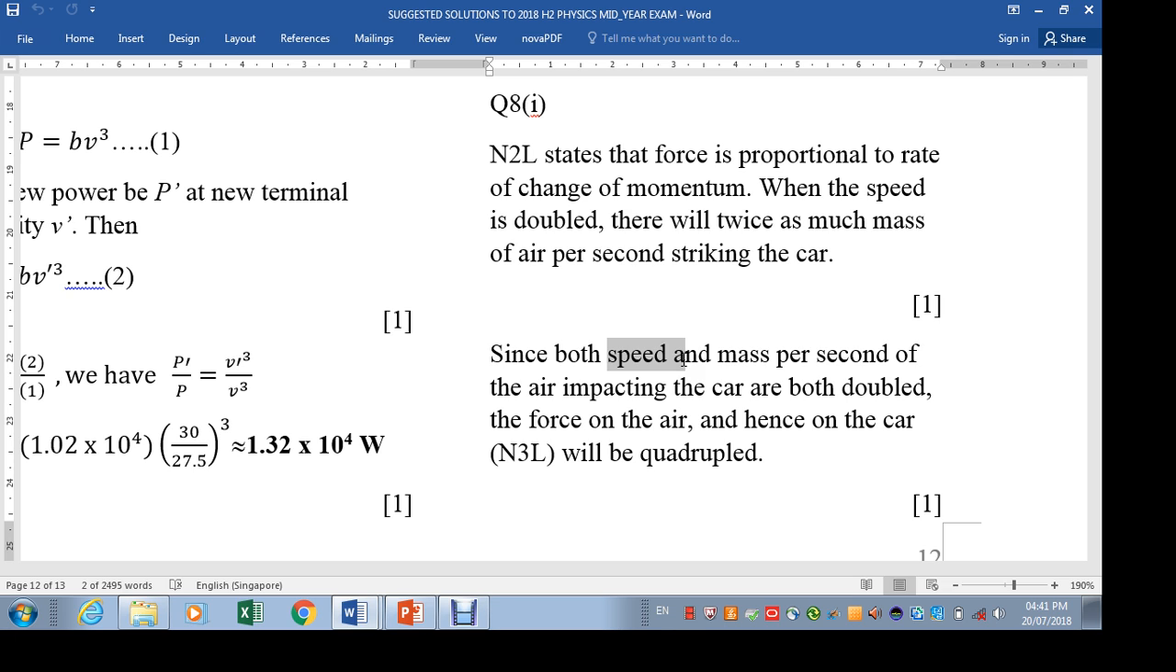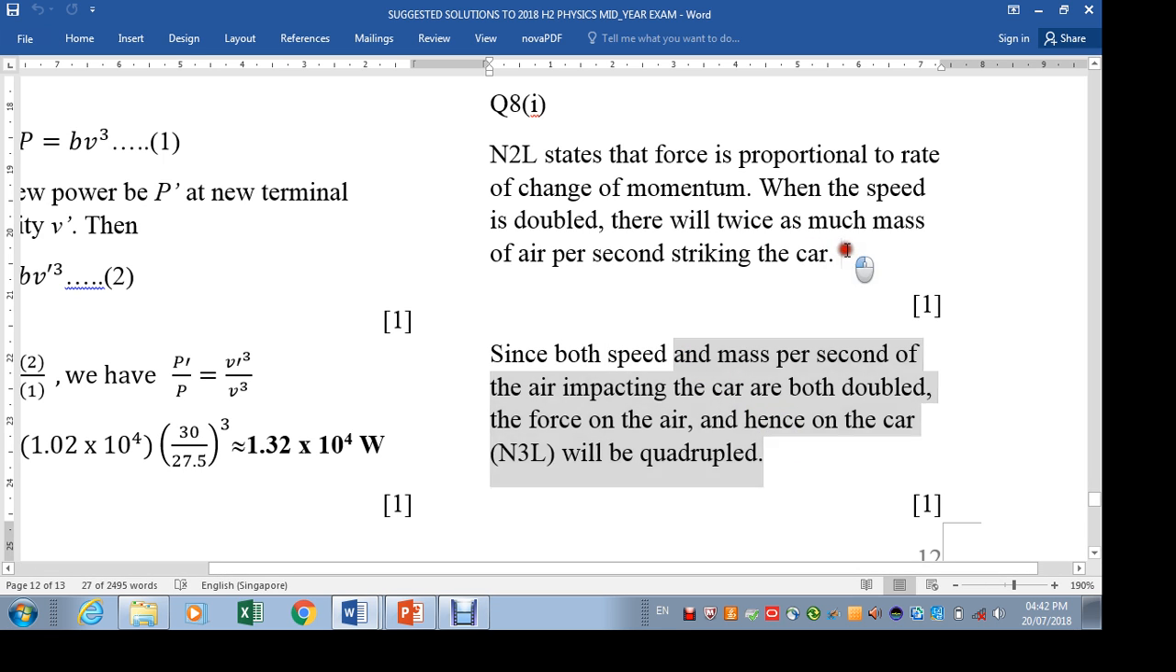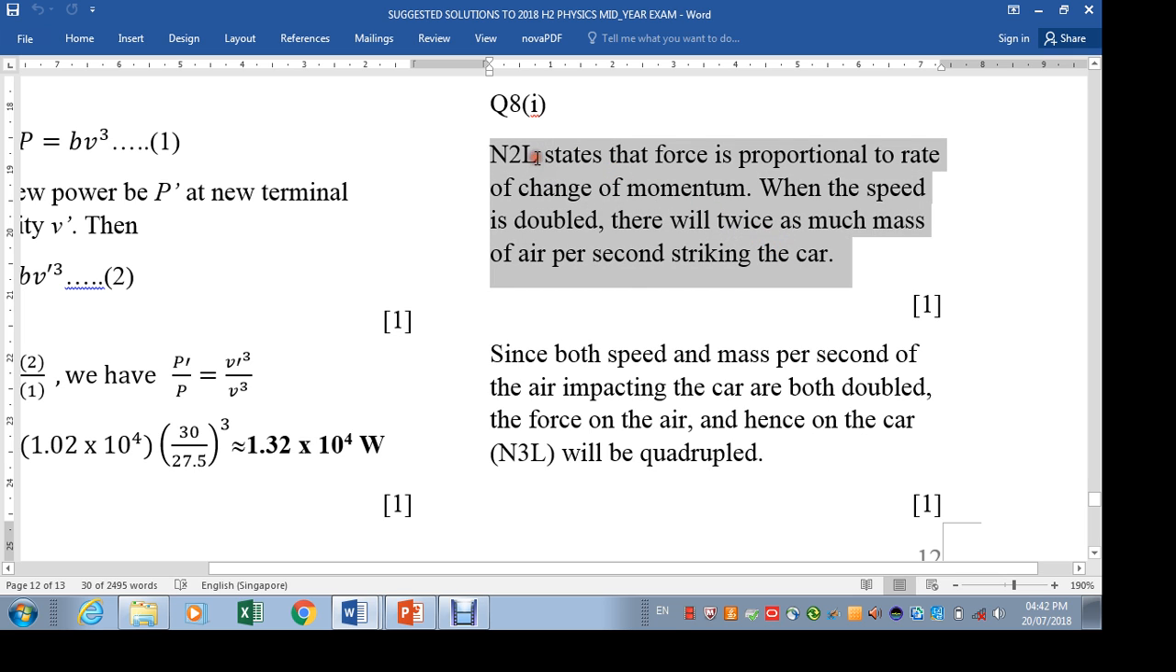Okay? And that explains why air resistance is proportional to V squared. Right, in this case. Okay? So you have this, then you just use Newton's second law. Since the momentum now is quadrupled, the change in momentum states that the force must then be quadrupled. Questions for 8, part I. One of the harder questions around.